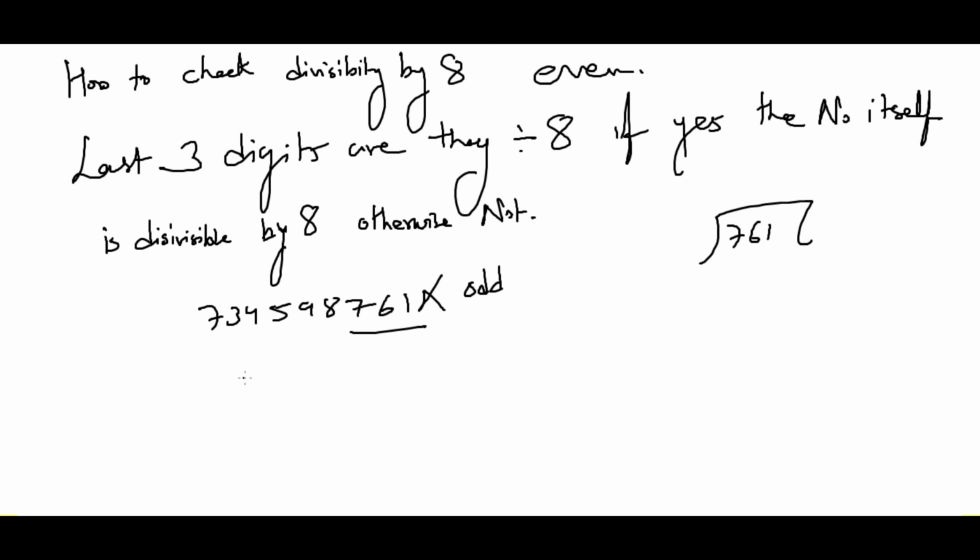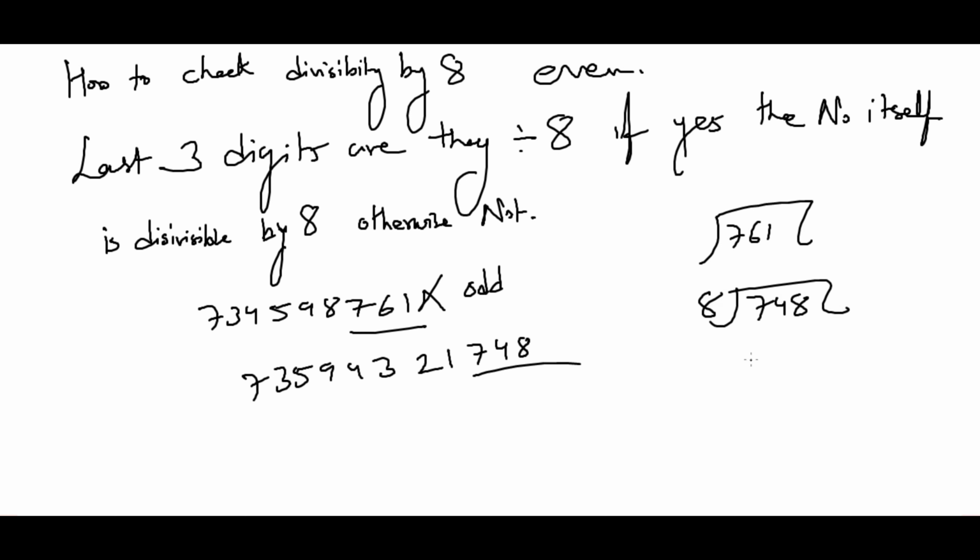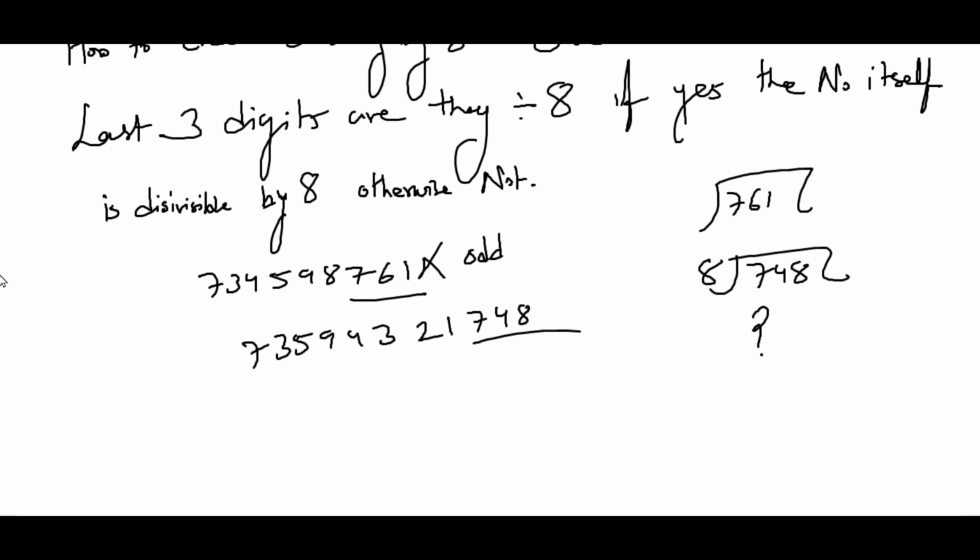So suppose we get a number 73594321748. Then we just need to check 748, whether it is divisible by 8 or not, and if it is yes, then yes, otherwise not. You can do this division as your exercise and comment the answer so that we know what you all are getting. Okay, thank you. Let's move forward.